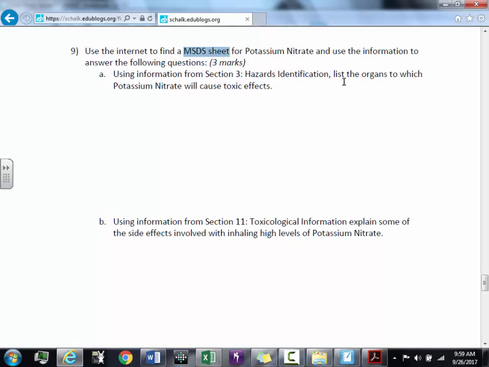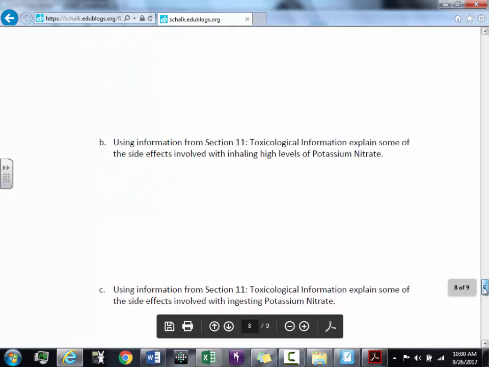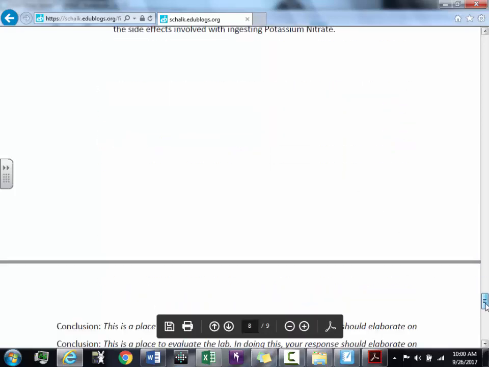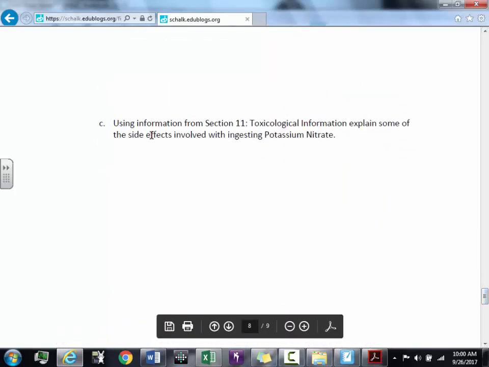Here's one thing I'd like you to figure out. What organs does potassium nitrate cause toxic effects to? Because tomorrow we're going to be working with a toxic chemical. So let's not bring food tomorrow, by the way, because I don't want you to ingest this by any means. Or here's another thing you might want to look up here. What are some of the side effects with inhaling potassium nitrate? Or another one here. What are some side effects involved with ingesting potassium nitrate?